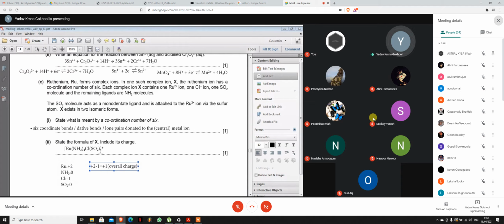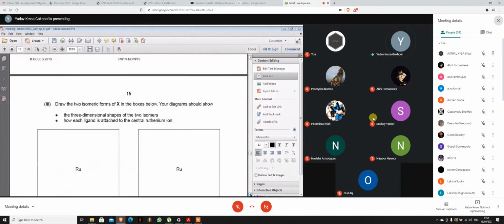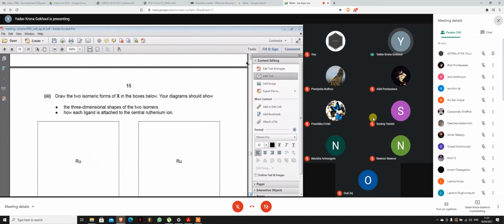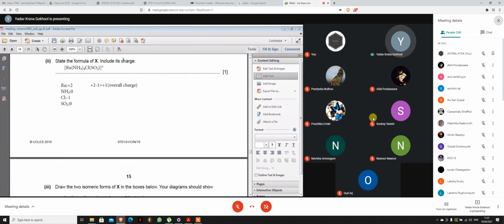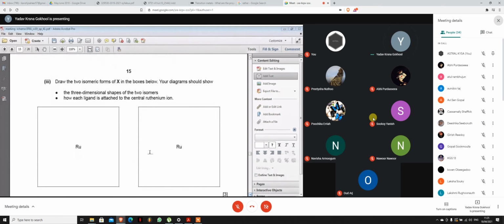So we have just taken the theory which is given and put it in a square bracket, because a complex is always shown by a square bracket. Let me have a look here: 4, 5, 6. So 6 coordinate bonds. With 6 coordinate bonds, it has to be octahedral. So here you have to draw an octahedral one.